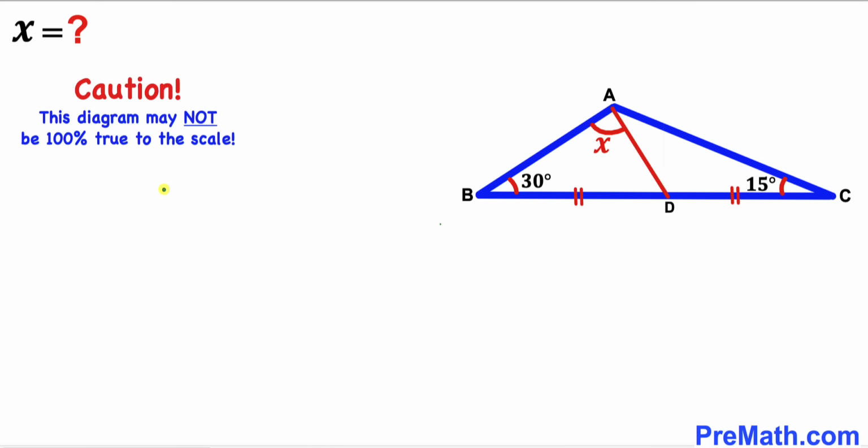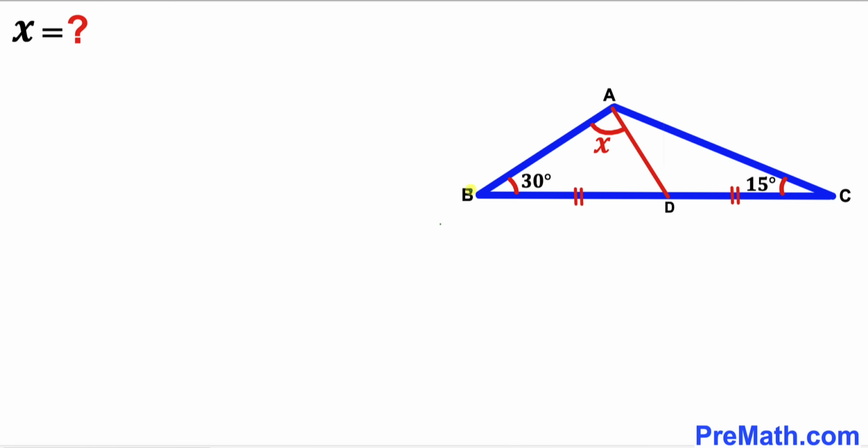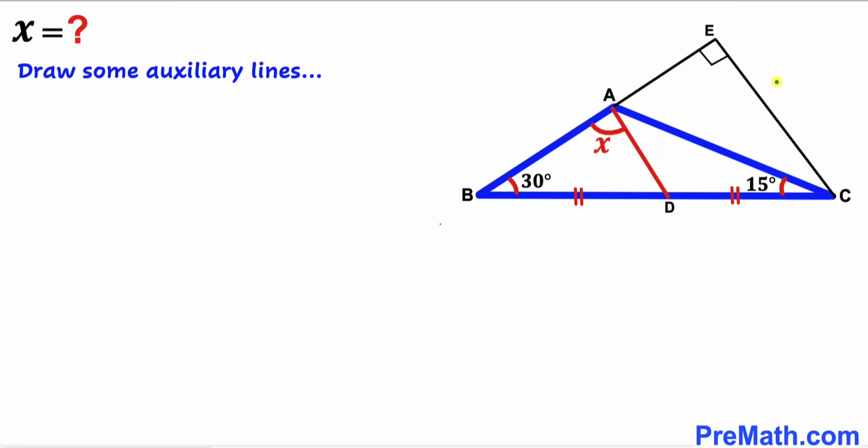Please keep in mind that this figure may not be 100% true to scale. Let's go ahead and get started, and here's our very first step. We can see that one of the angles over here is 30 degrees. So we are going to draw some auxiliary lines to make our job simpler. As you can see in this next step, I am going to make this whole big right triangle BEC by extending side BA all the way to point E, such that this angle becomes a 90-degree angle.